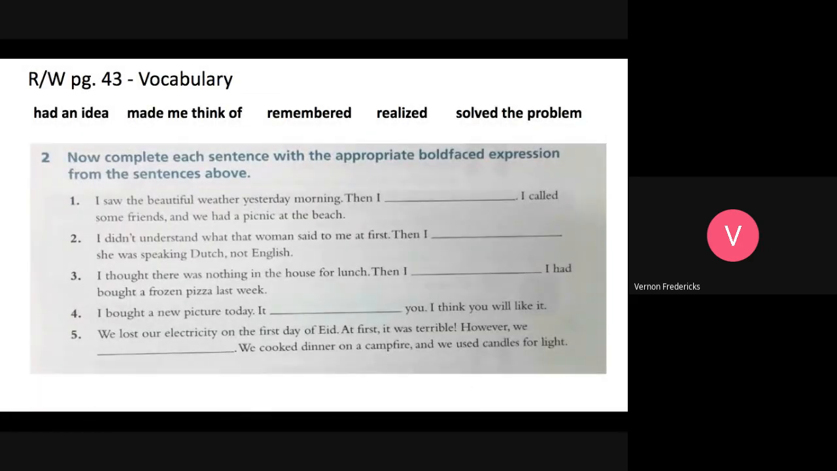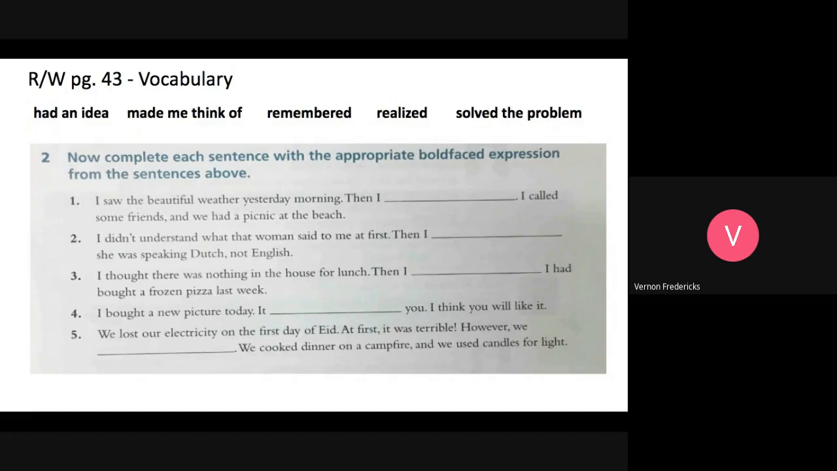Okay, now complete each sentence with the appropriate bold-faced expression from the sentence above. So on top here we have, I had an idea, made me think of, remembered, realized, solved the problem. So 1, 2, 3, 4, 5. Okay, students, I'll explain what you need to do before you pause. We need to take these words or phrases on top: had an idea, made me think of, remembered, realized, and solved the problem. And we have to put them in the open spaces.